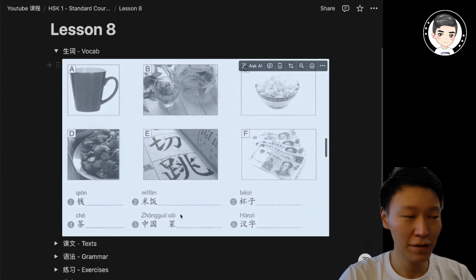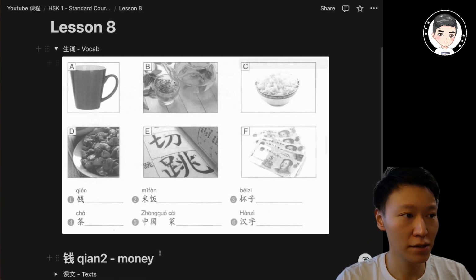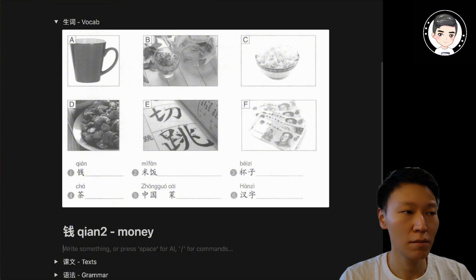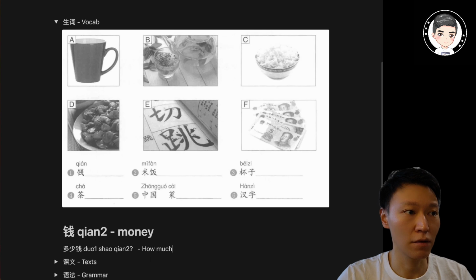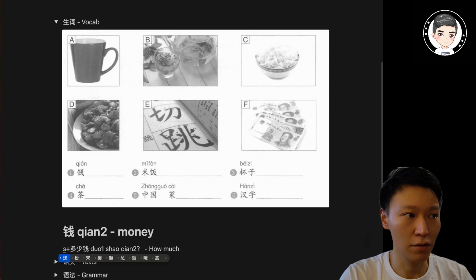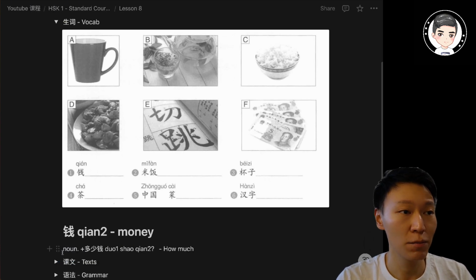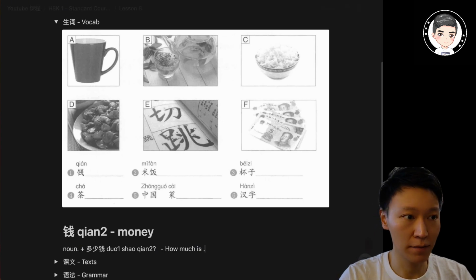Okay, now first we look at 钱. 钱 means money. Everyone likes it, right? So when it comes to money, the most common question is 多少钱? 多少钱 means how much. So the structure in Chinese would be: we put any noun in front of 多少钱, and then it means how much is something.